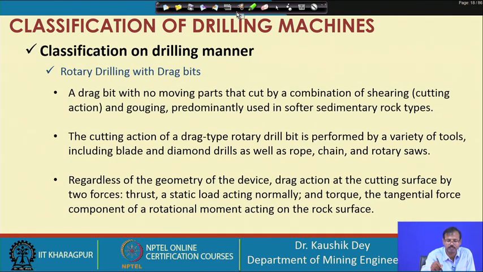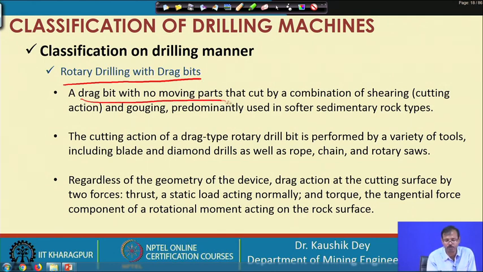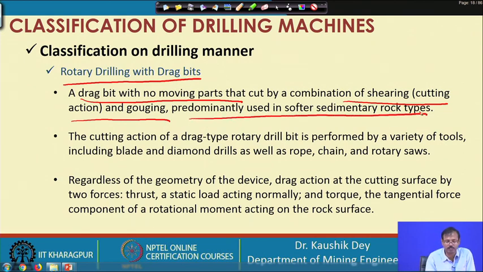Now, let us see the other part where the rotary drilling is carried out with the drag bit. Drag bit basically is of two types, it may be a button bit or cross bit. In drag bit no moving part is there, in tricone those rollers are rolling, but in drag bit there is no moving part. It just shears or cuts the rock while it is on abrasion, while it is rubbing the rock surface.